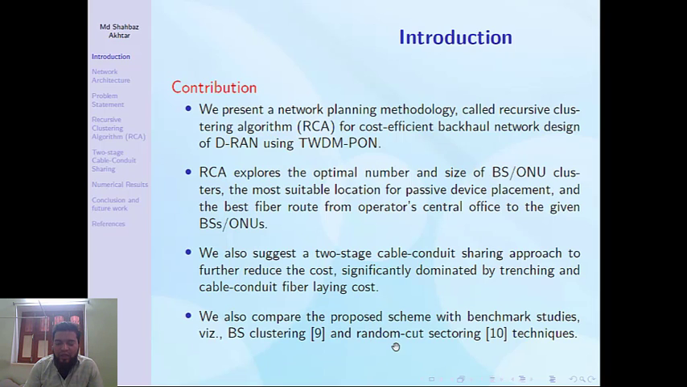In the earlier work, most schemes are one-stage cable conduit sharing, that means cable conduit sharing is employed only in the last mile fiber. But in this case, we are using two-stage cable conduit sharing, that means we do the same in the last mile fiber and also in the distribution fiber.